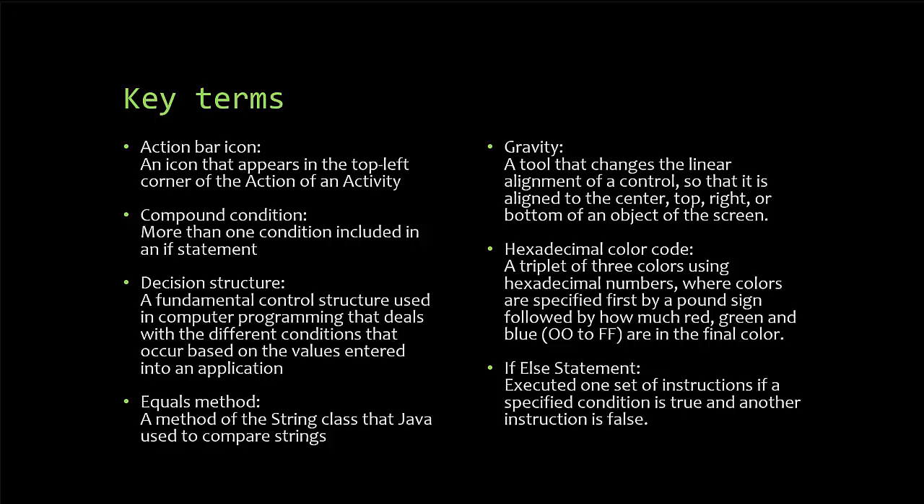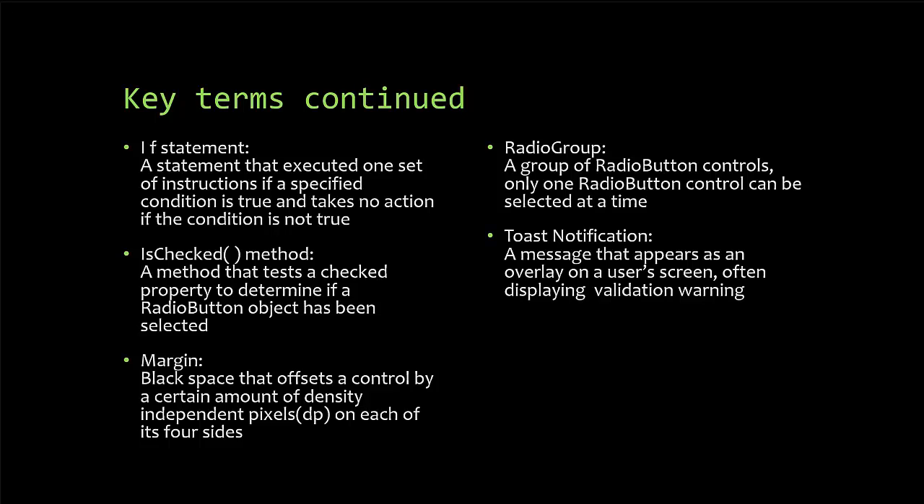Here are some of the key terms that are needed for Chapter 4. Some of them are new and some of them are ones that we have used before. Some of the new ones include action bar icon, gravity, margin, radio group, and toast notification. Take a minute to look at these terms and you can refer back to them later if needed.